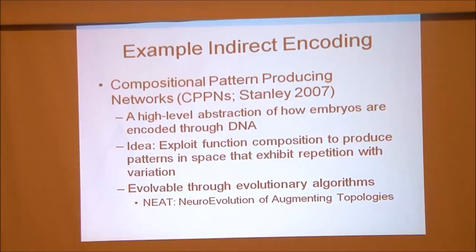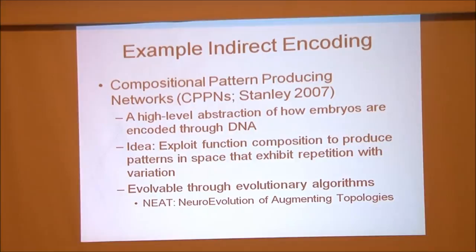So a Computational Pattern Producing Network, or CPPN for short, is a high-level abstraction of how embryos are encoded through DNA. The key word here is high-level. This isn't a low-level chemical simulation. This is going to try to extract the high-level explanation of what is going on that allows such amazing, exquisite kinds of molding as something like developing the fingers of the hand.